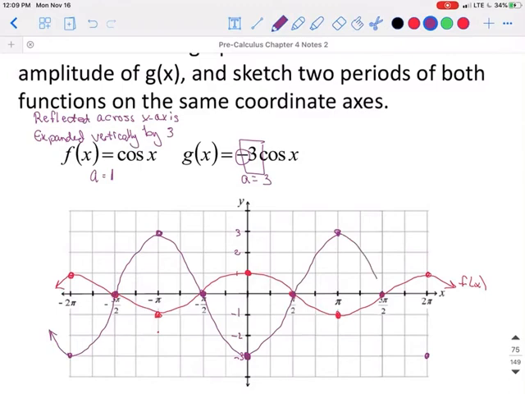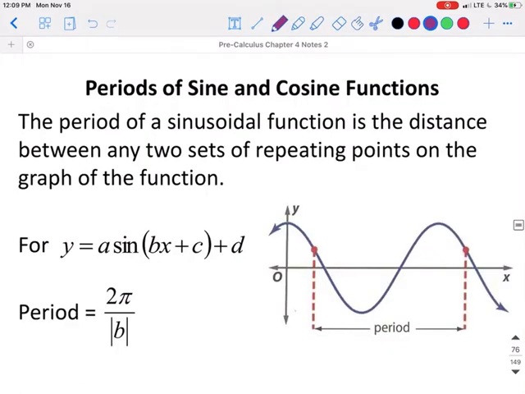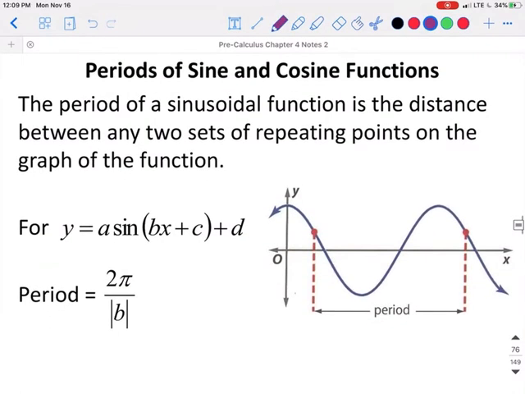So our function for g of x is the one in the purple. Now the period of a sinusoidal function is the distance between any two set of repeating points. So since we have a high point here and a high point here, the distance between those two high points is one period. So how long does it take to get from a high point to a high point, or from a low point to a low point?